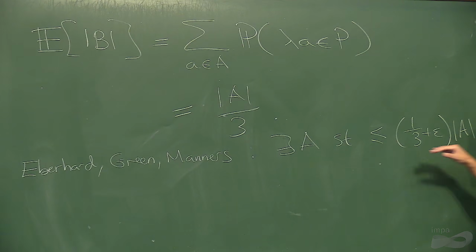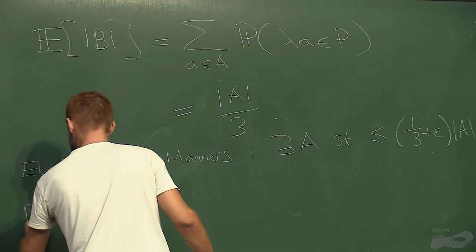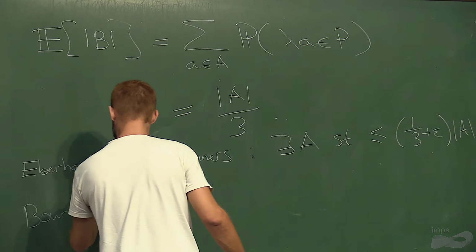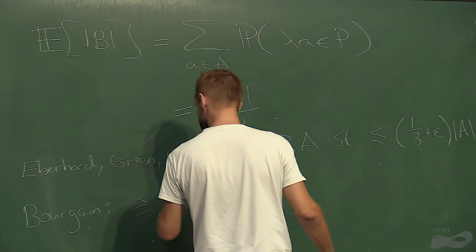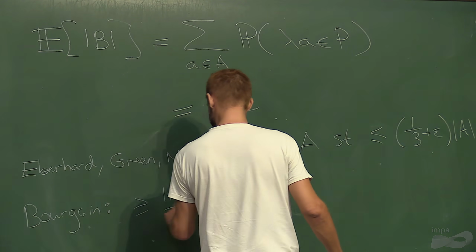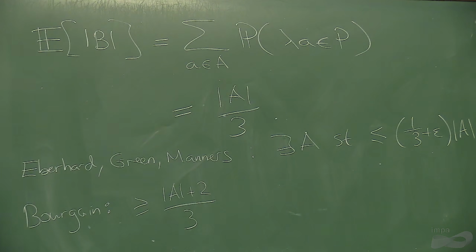This is an extremely clever construction by some extremely famous people. Ben Green is very famous. Until recently, the best lower bound was by Jean Bourgain, who improved this |A| over 3 by a tiny, tiny amount. I think this argument, if you do it carefully, gives (|A|+1) over 3, and with some extremely clever Fourier analytic argument, he improved this by a tiny amount.